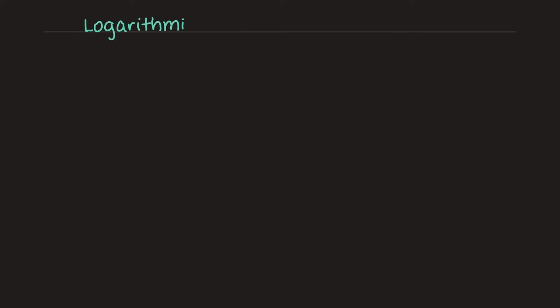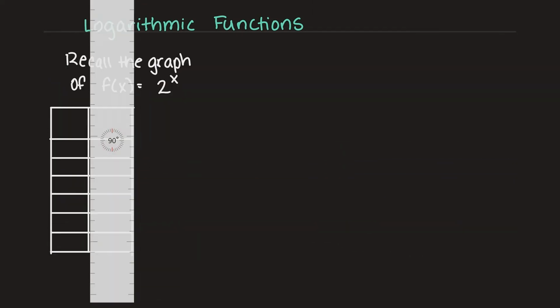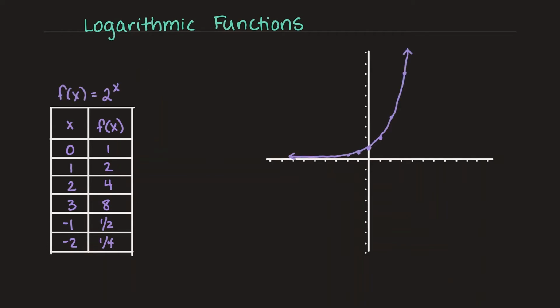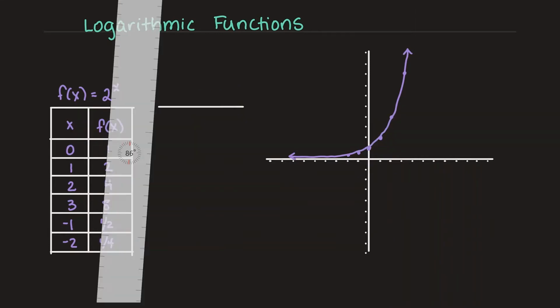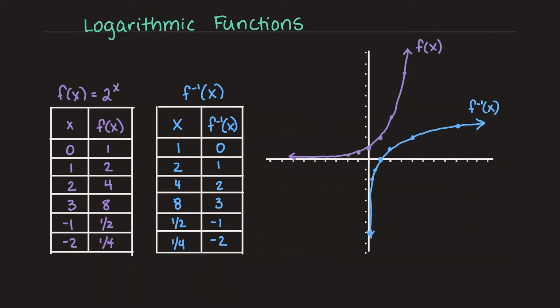In this video, we will be going over logarithmic functions. So recall that the graph of an exponential function such as f of x equals 2 to the x will look the following way. This time, let's plot the inverse of this function. We obtain the inverse by interchanging the x and y coordinates. So we can plot these new points, and then we draw a smooth curve running through them.